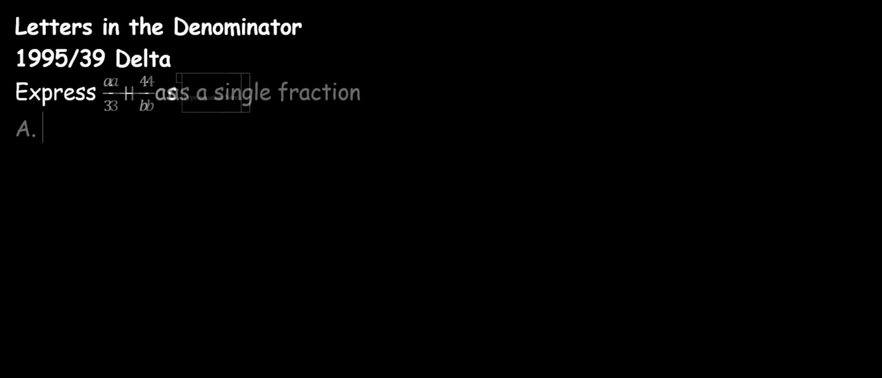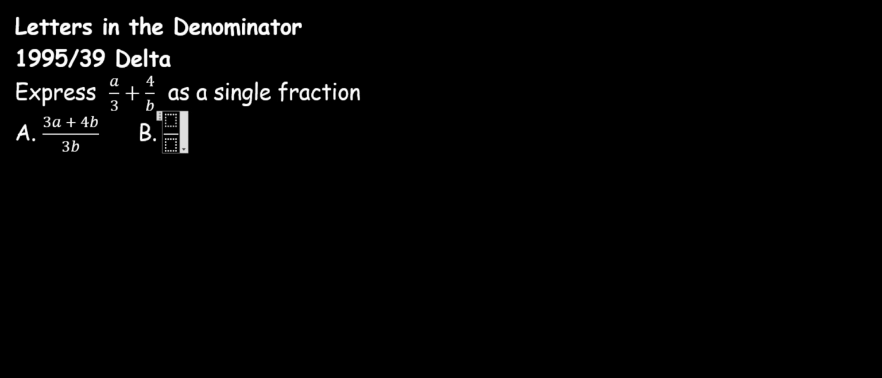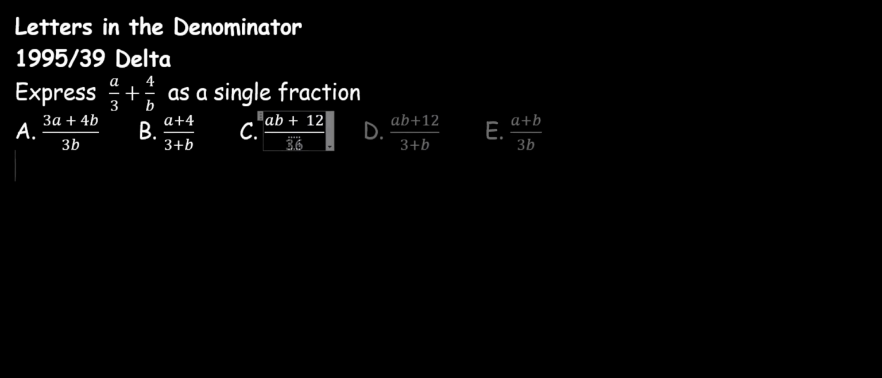Example, express a divided by 3 plus 4 divided by b as a single fraction. The options are given. We have option A, 3a plus 4b divided by 3b. Option B, a plus 4 divided by 3 plus b. Option C, ab plus 12 divided by 3b. Option D, ab plus 12 divided by 3 plus b. Option E, a plus 4 divided by 3b.